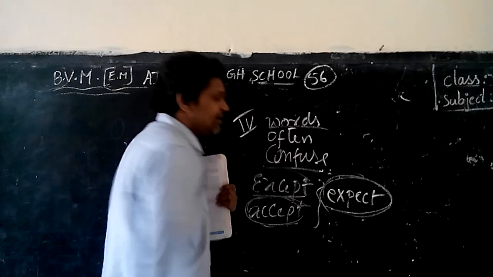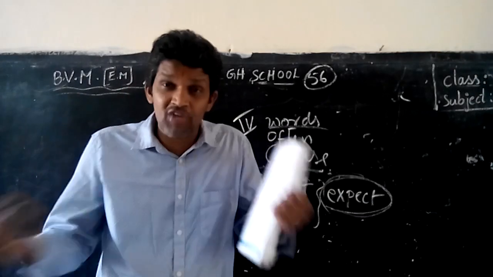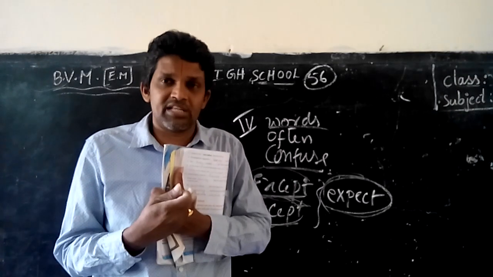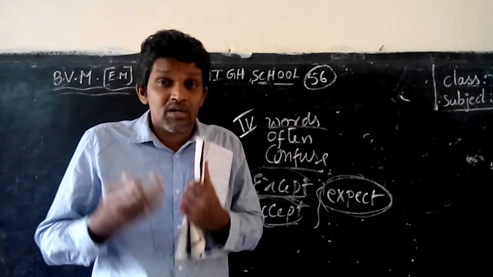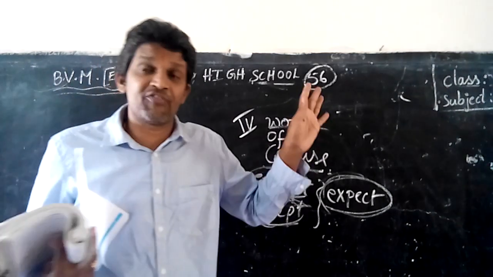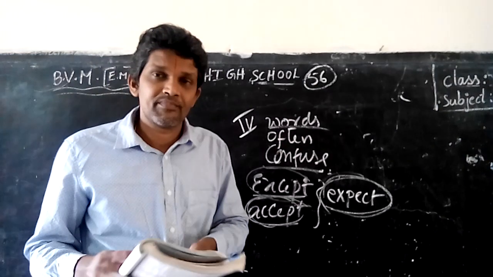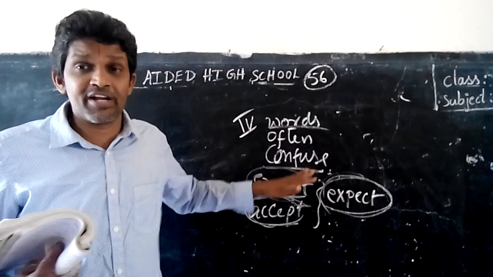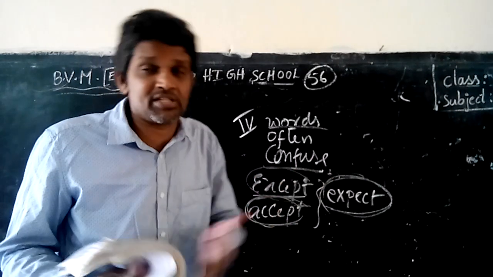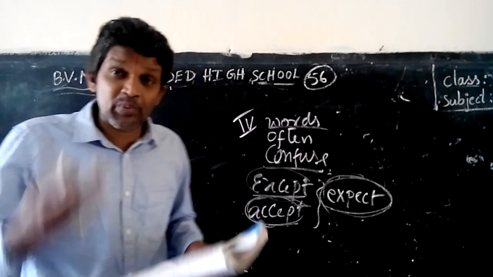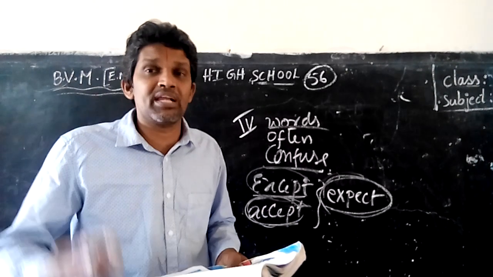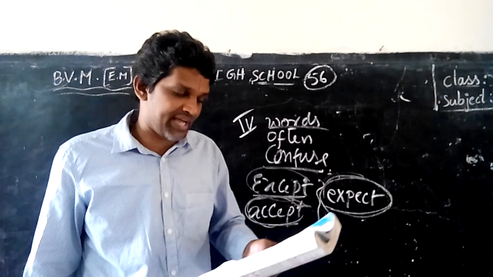Accept and expect. These are really confusing, and they are very much needed to know. If you fumble in pronouncing them, you get an entirely different meaning, and the listeners cannot get the proper meaning out of your sentence. So we have to practice them regularly so that we can pronounce them properly and get the meaning in time.